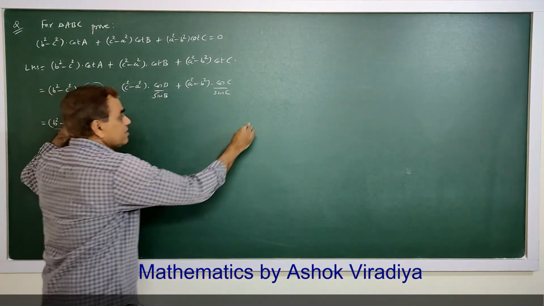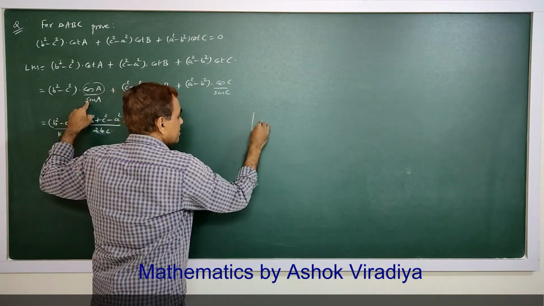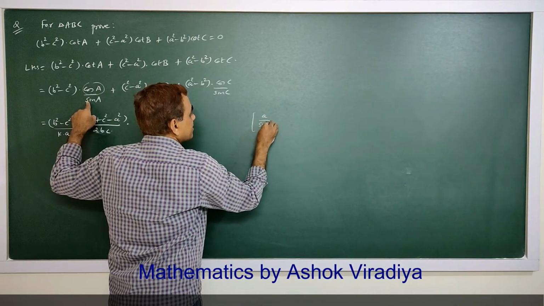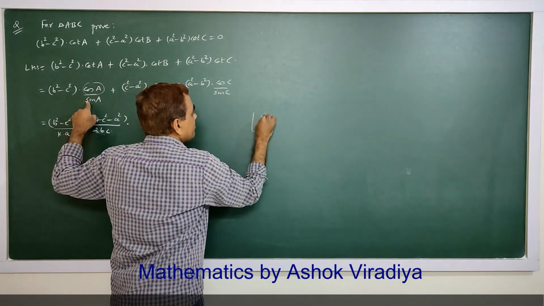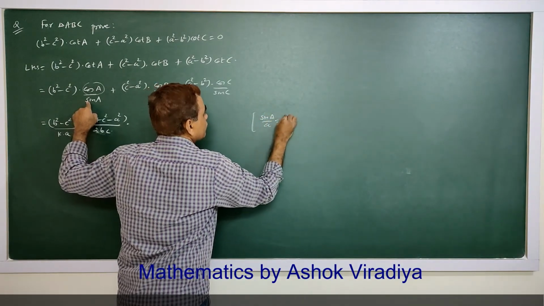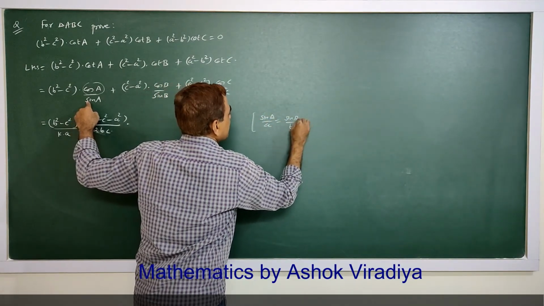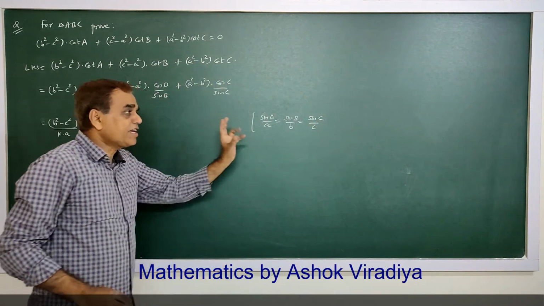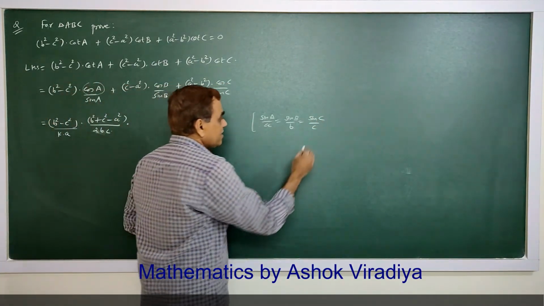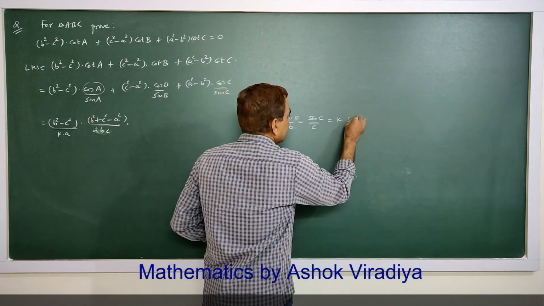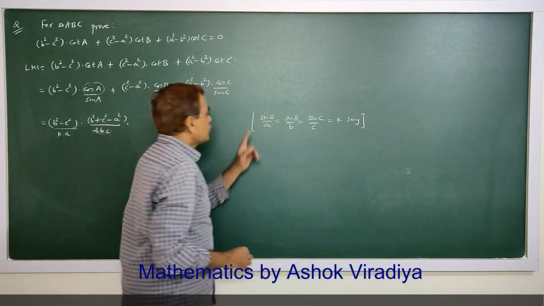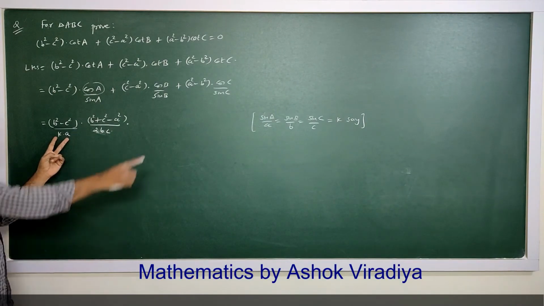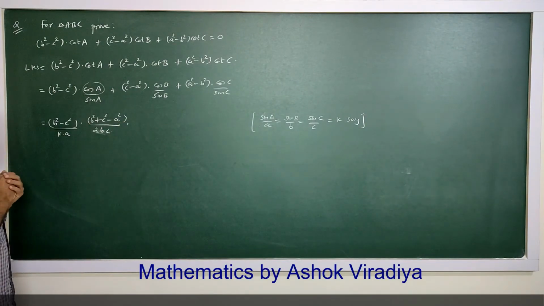See here we are using A upon sin A. Sin A upon A equal to sin B upon B equal to sin C upon C. This is the sine rule. Suppose that this is equal to k. So sin A is k into A. So in this way the sine rule is used.